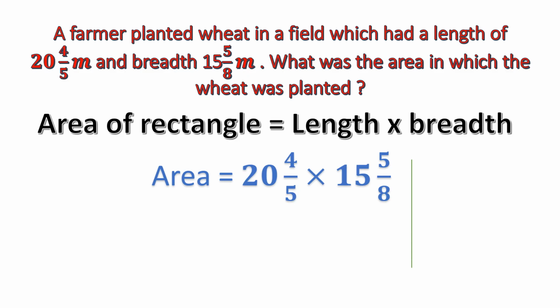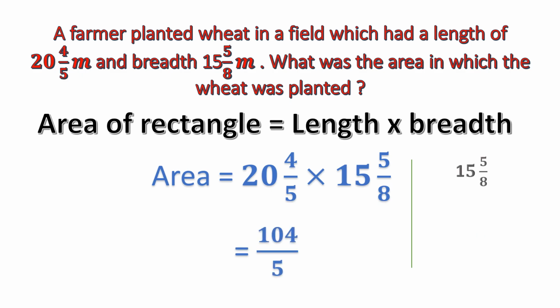Now let us break them. So if we break 24 by 5, it's a mixed fraction. We have to convert it into an improper fraction. So we multiply the denominator with the whole number 20, that is 20 multiplied by 5, and then we add the numerator as we know, so plus 4, and the denominator remains as 5. It becomes 100 plus 4, that is 104 by 5. So we can write 104 by 5 over here.